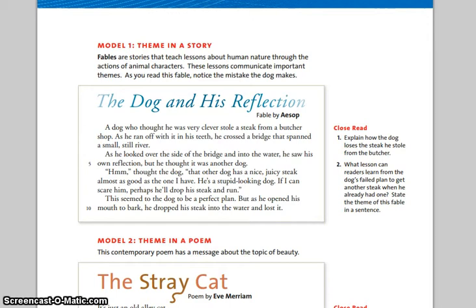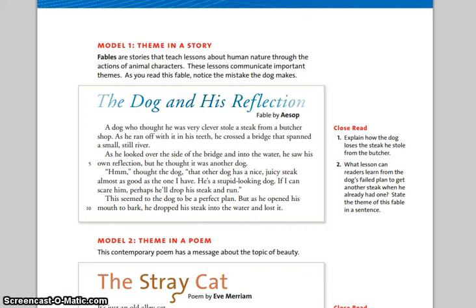This is called The Dog and His Reflection. It's a fable by Aesop. A dog who thought he was very clever stole a steak from a butcher shop. As he ran off with it in his teeth, he crossed a bridge that spanned a small, still river. As he looked over the side of the bridge and into the water, he saw his own reflection, but he thought it was another dog. Thought the dog, that other dog has a nice, juicy steak, almost as good as the one I have. He's a stupid-looking dog. If I can scare him, perhaps he'll drop his steak and run. This seemed to the dog to be a perfect plan, but as he opened his mouth to bark, he dropped his steak into the water and lost it.